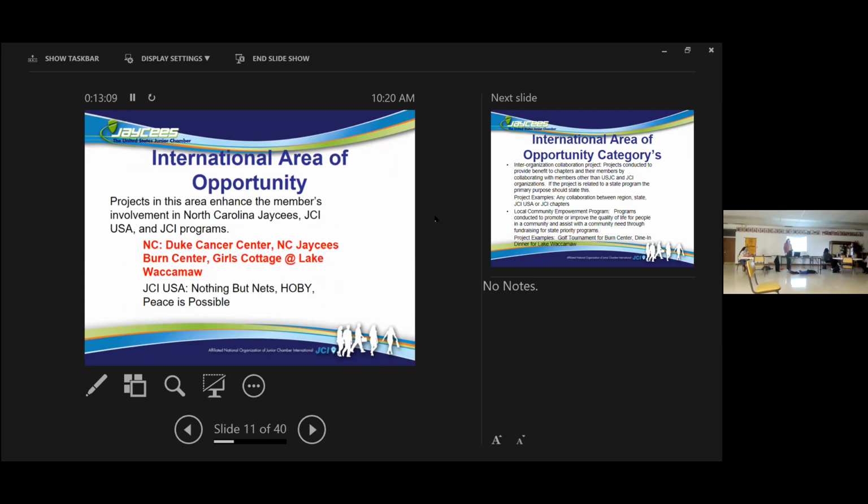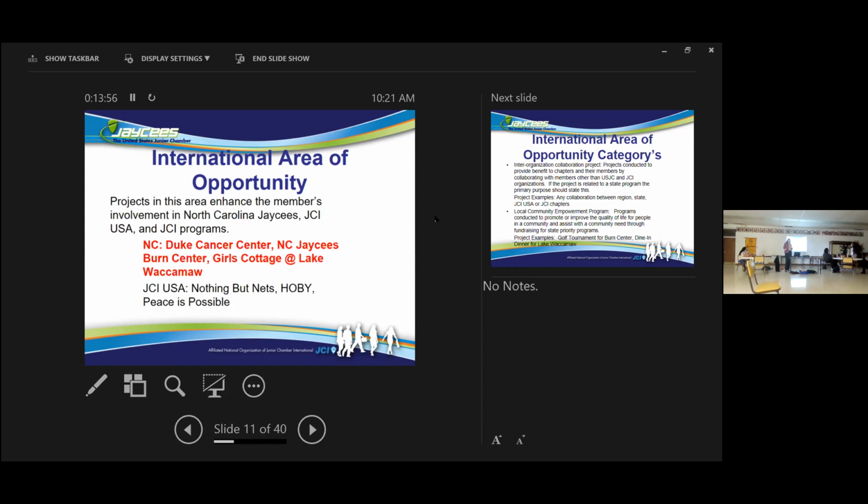The last area is the international area, which also encompasses state functions. In North Carolina, we have 3 priority projects that fall under the international area, which are the Duke Cancer Center in Durham, the North Carolina Jaycees Burn Center in Chapel Hill, and the Girls Cottage at Lake Waccamaw Boys and Girls Home, which is towards Wilmington. These 3 entities were decided on years ago by the Jaycees that they would be priority, and so chapters will run events that support these 3 entities.